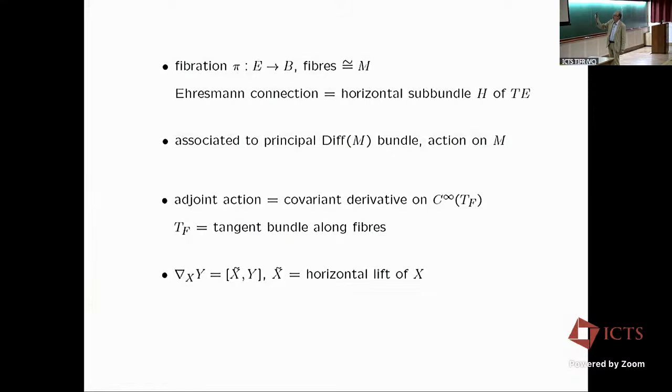So what does it mean? So the bundle that you're acting on is the bundle of C infinity sections of the tangent bundle along the fibers, as an infinite dimensional bundle over the base. And how do you define the covariant derivative of a vertical vector field? Well, if you take a vector field on the base, lift it horizontally and take the Lie bracket, then that's the definition, if you like, of the covariant derivative of vector fields along the fibers.